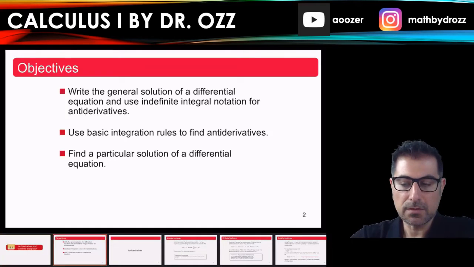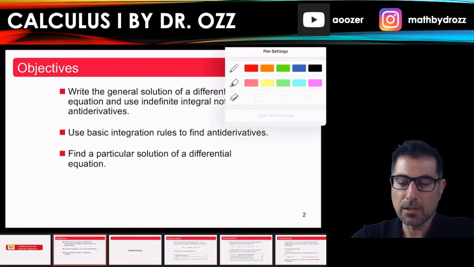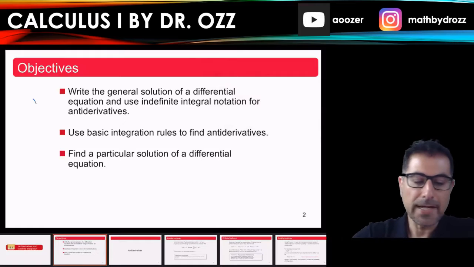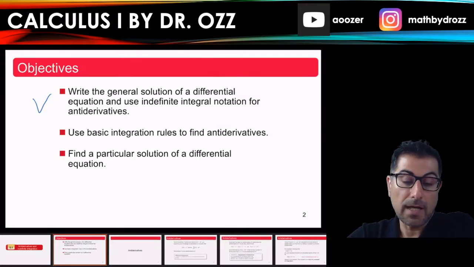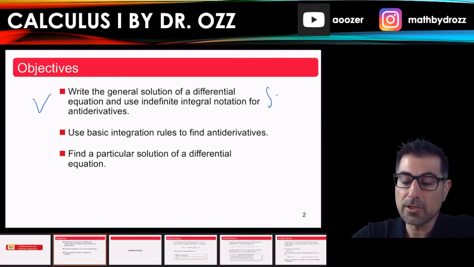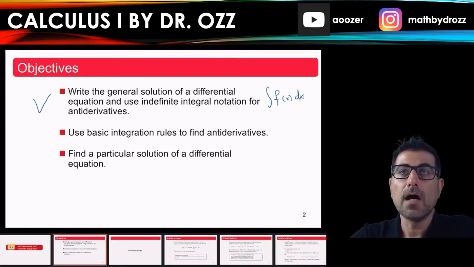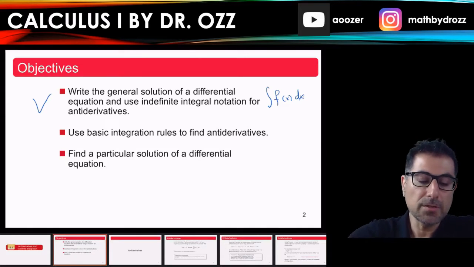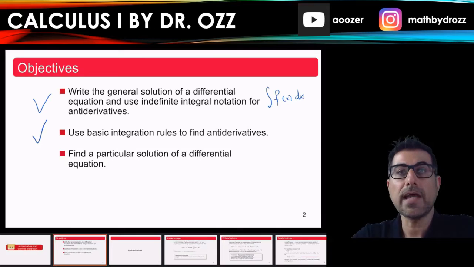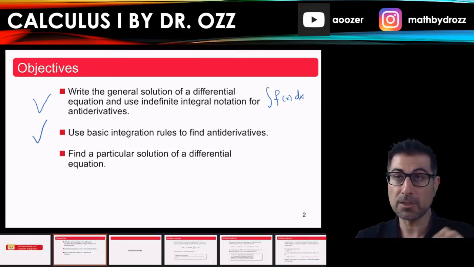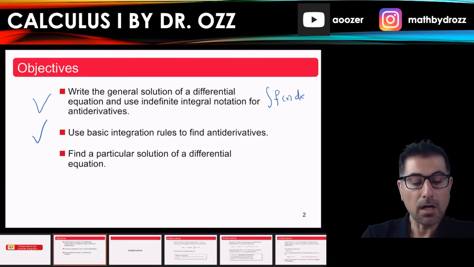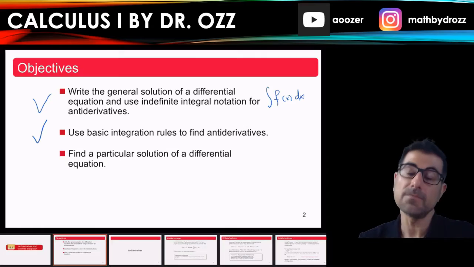So this is the second video in a series of three on antiderivatives and indefinite integration. In the first video in the series, we achieved the learning objective of writing the general solution of a differential equation and using indefinite integral notation for antiderivatives. And remember that we had the slanted S notation, the integral of f of x dx, referring to the integral of f of x. So in this video, we're going to use the basic integration rules to find antiderivatives. And hopefully after you watch this video, there's going to be another video, which is going to be the last video in a series of three, on how to find a particular solution of a differential equation.